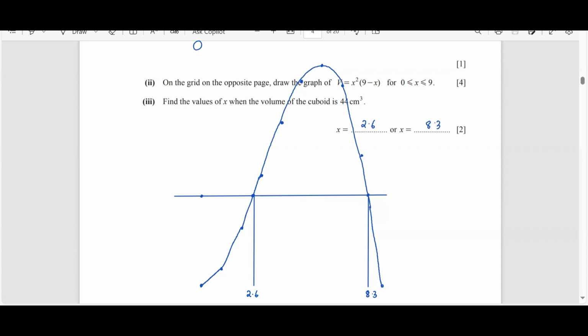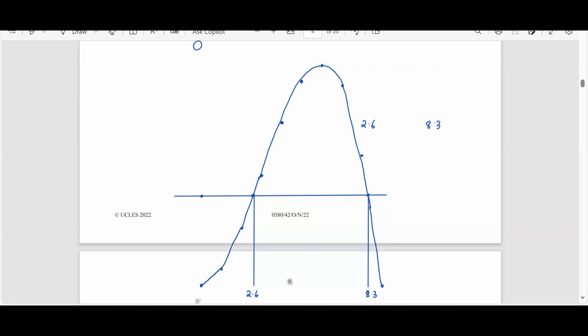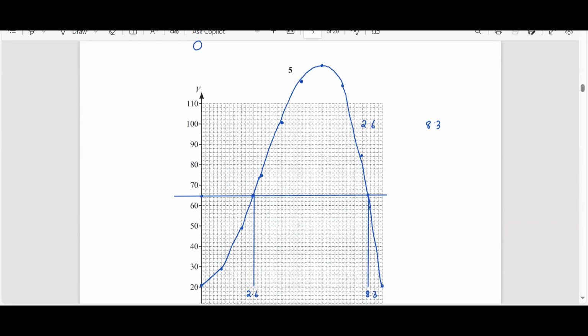So the third part, find the value of x when the volume of the cuboid is 44. We will be using the graph. So we'll be using the graph to find out the answer. Now moving on to the next one here.